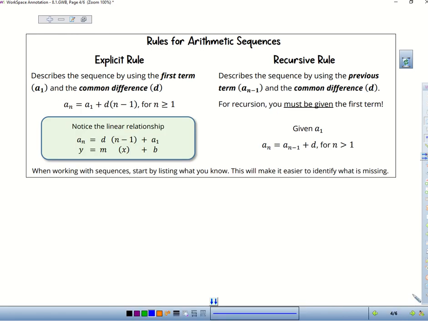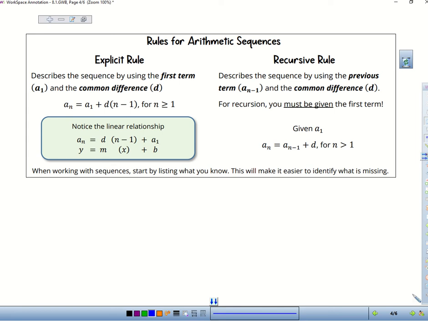So there's 2 different types of rules we use for arithmetic sequences. We have the explicit rule and the recursive rule. Both are useful for different reasons, so I'm going to talk about when and why and what you need to use for them. So for the explicit rule, you need to know the common difference and the first term of the sequence in order to use an explicit rule.